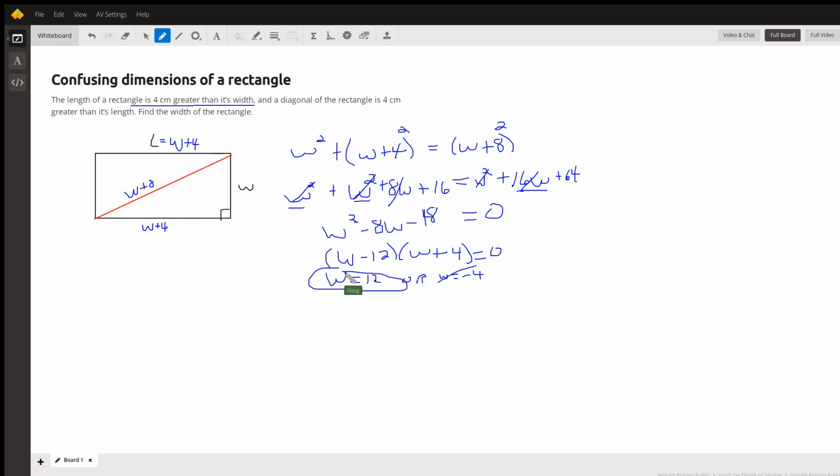There's your answer. If you want to double check it, we've got a 12 here, a 16 here, and a 20 here. And if you really want to double check it, you could ask the question, does 12, whoops, this is supposed to be a 12, this is supposed to be a 16. Does 12 squared plus 16 squared equal 20 squared?